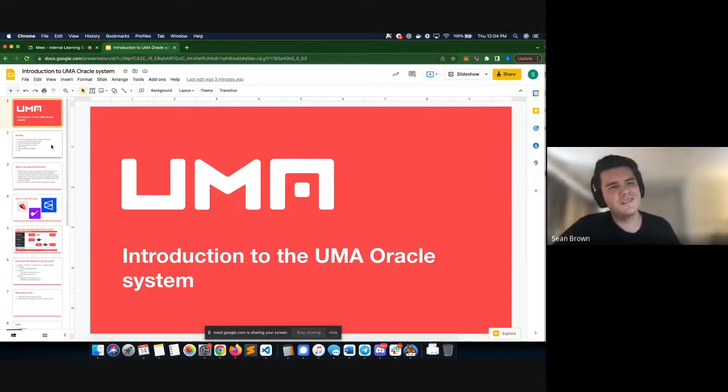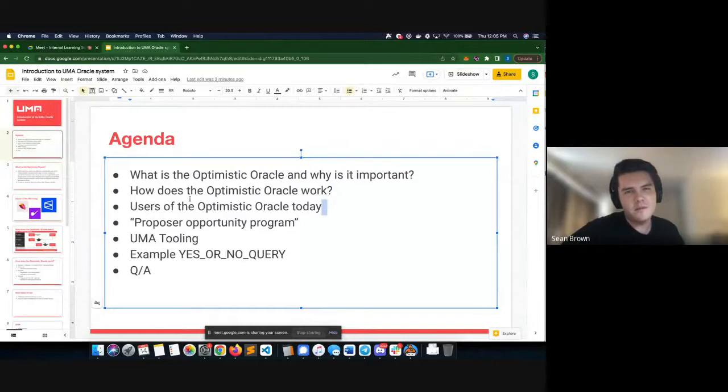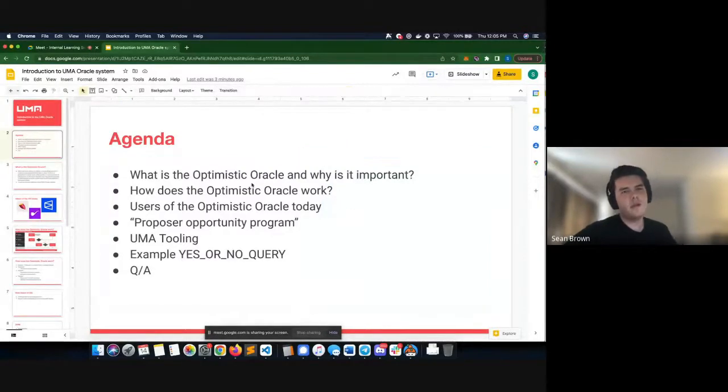Basically, the agenda. First, we'll be going through the optimistic oracle, what it is, and why we think it's important. We'll also touch a little bit on the DVM. We'll then go into the basic flow of how the optimistic oracle works and also how the DVM works.